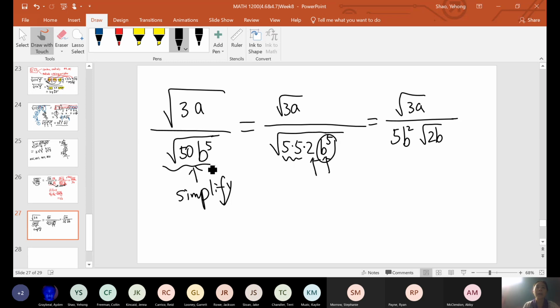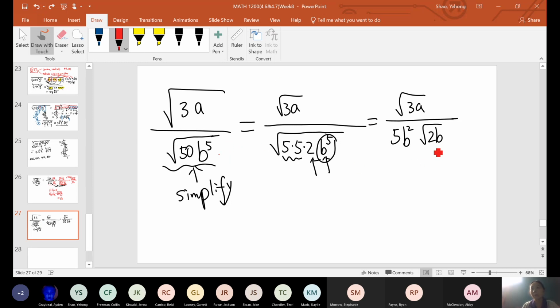Okay, so usually that's probably the quickest way to do it. Instead of saying I can just multiply square root 50b fifth, if you do that, you get really big numbers. I don't recommend that way. That still works. It just makes your calculation later harder.